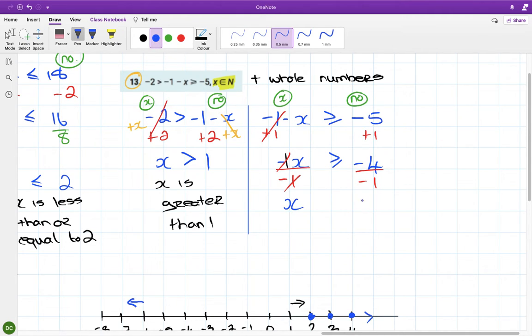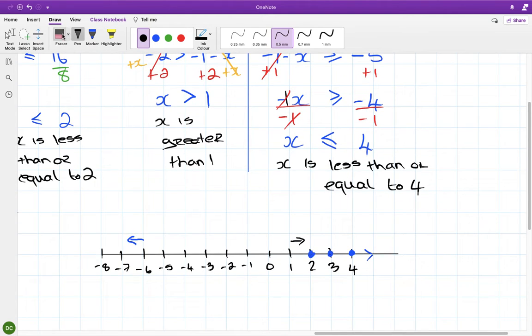The 2 minuses make a plus, which is 4. And then I need to switch the direction of that sign. So translated, that says x is less than or equal to 4.